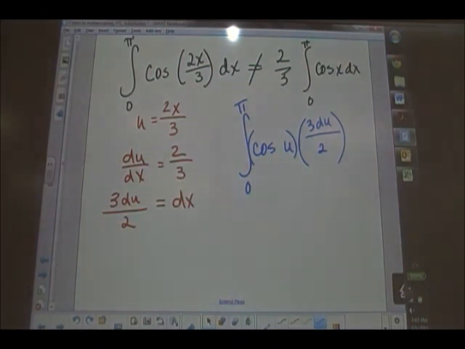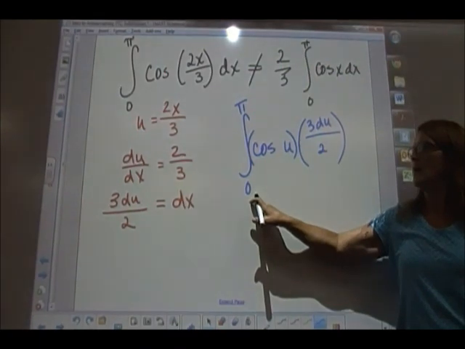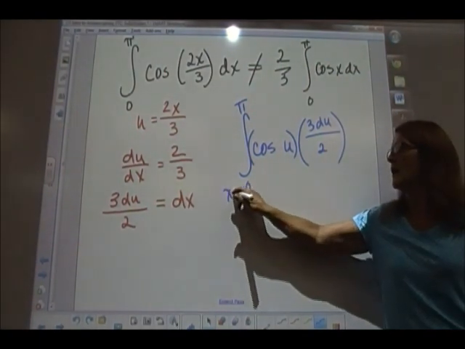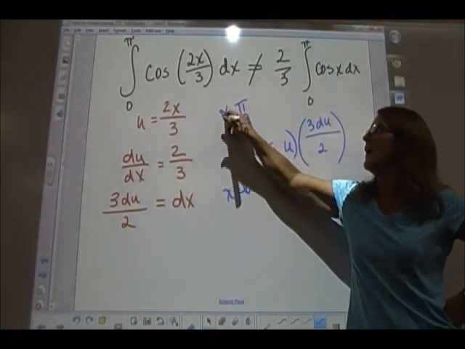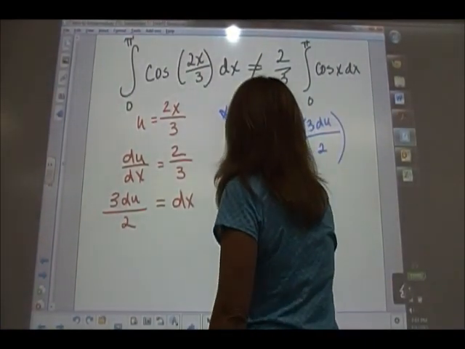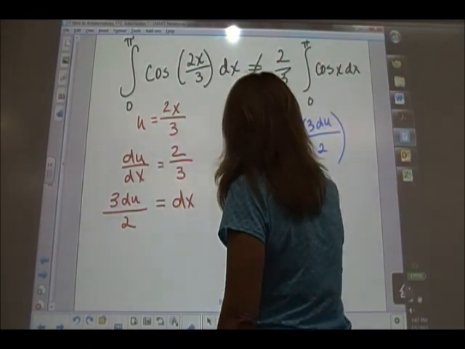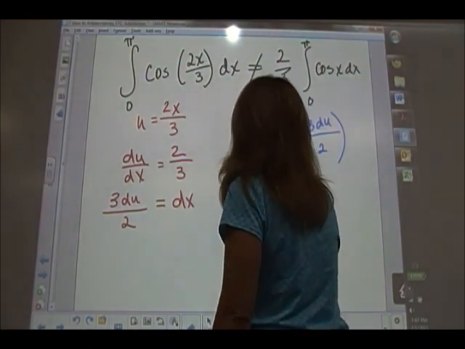Do you have to change the pi and the 0? So that when you put it in for u, it's the same as putting it in for 2/3 x. So these boundaries right here are boundaries for what variable? For x. Ah, that's it. Look what's going on. The 0 and the pi are boundaries for our x variable.